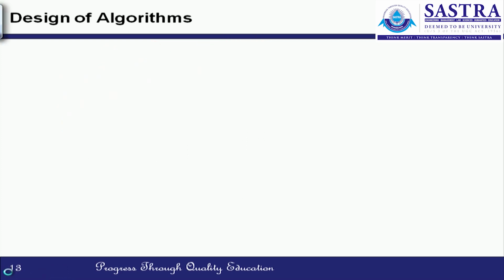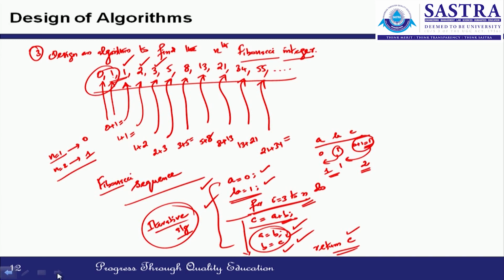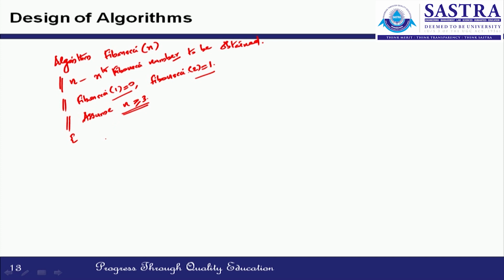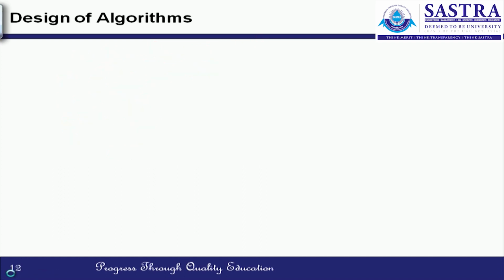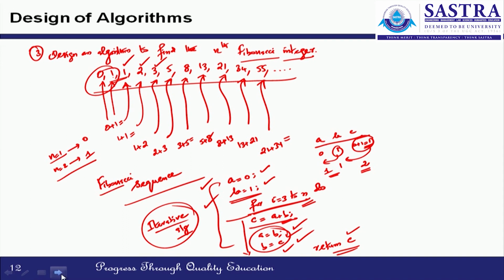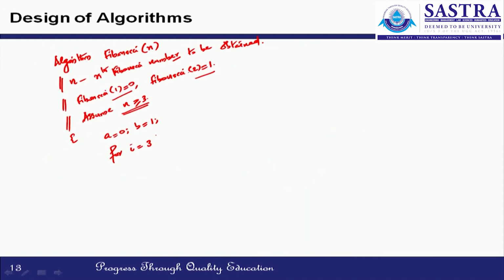how to write the statements? Initialization, a is equal to 0, b is equal to 1. For i is equal to 3 to n do. The computation is, say c is equal to a plus b, then a is equal to b, b is equal to c. For ends with end for here, end for.